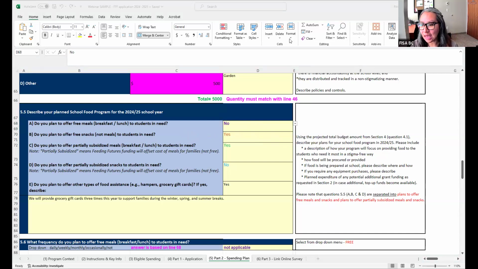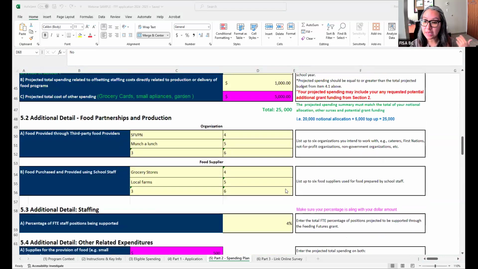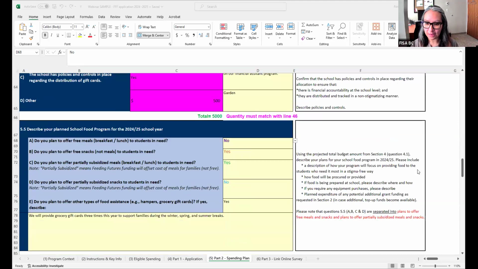Oh, sorry about that. Yes, Diana is asking me, can you clarify again if we need to note down a percentage of staffing if the people buying the groceries are using volunteer time? No, the percentage here is the money. The percentage here is for the people who are actually getting paid. So my teacher is getting 1,000 from the funding, so it's only 4% of my funding. Anybody who is a volunteer, you don't need to write anything here. Just people who are getting paid that you're actually using the money for Feeding Futures. Okay.